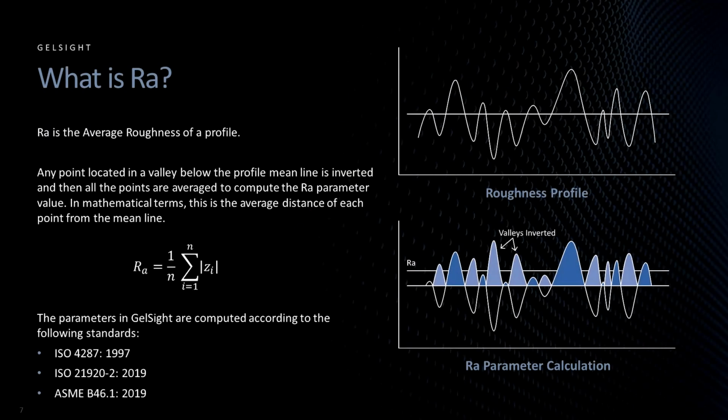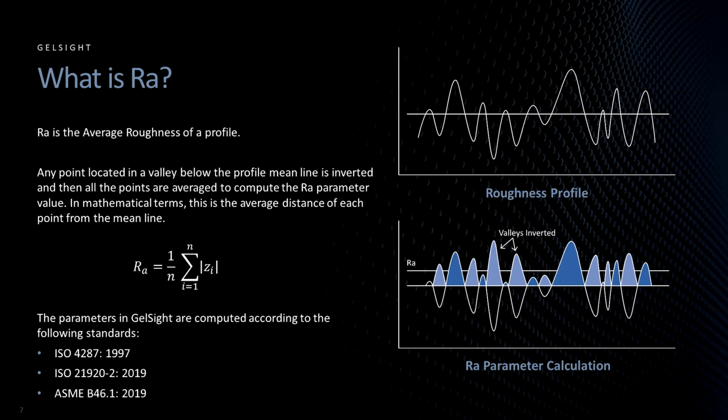The length along the x-axis from end to end of each of the profiles is known as the evaluation length. The Ra parameter is calculated over the roughness profile's evaluation length like this. First, the mean value of all the points is computed, and the profile data is normalized so that the mean value becomes 0 on the chart displayed in this slide. This 0 reference line is also known as the mean line and is the thick horizontal line in the image. Any points located in the valleys below the mean line are inverted, and then all the points are averaged to compute the Ra parameter value.